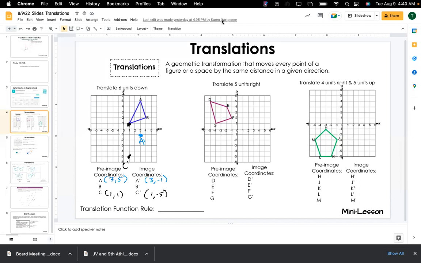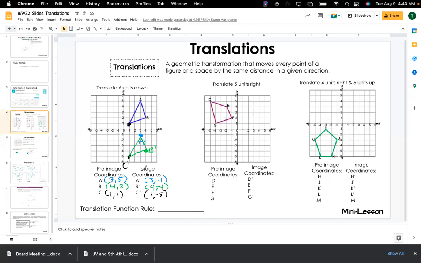B is already located at 4, 2. And if we move that 6 units down, that's going to be 1, 2, 3, 4, 5, 6. So that's going to be located at 4, -4. Okay, so here's my new image. And I'm sorry, the lines aren't straight. I apologize. All I did was take the image and shift it down 6 units.